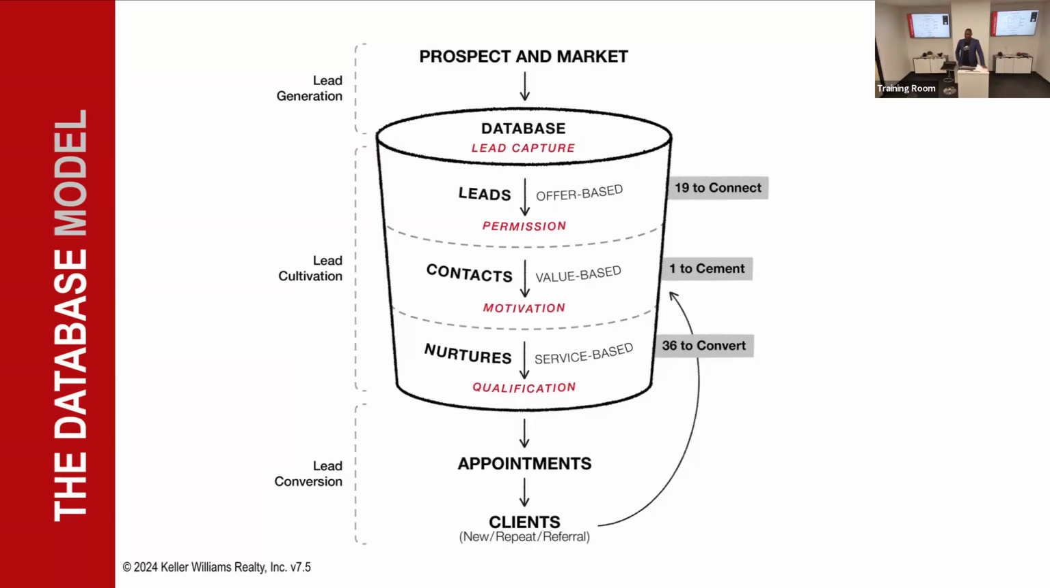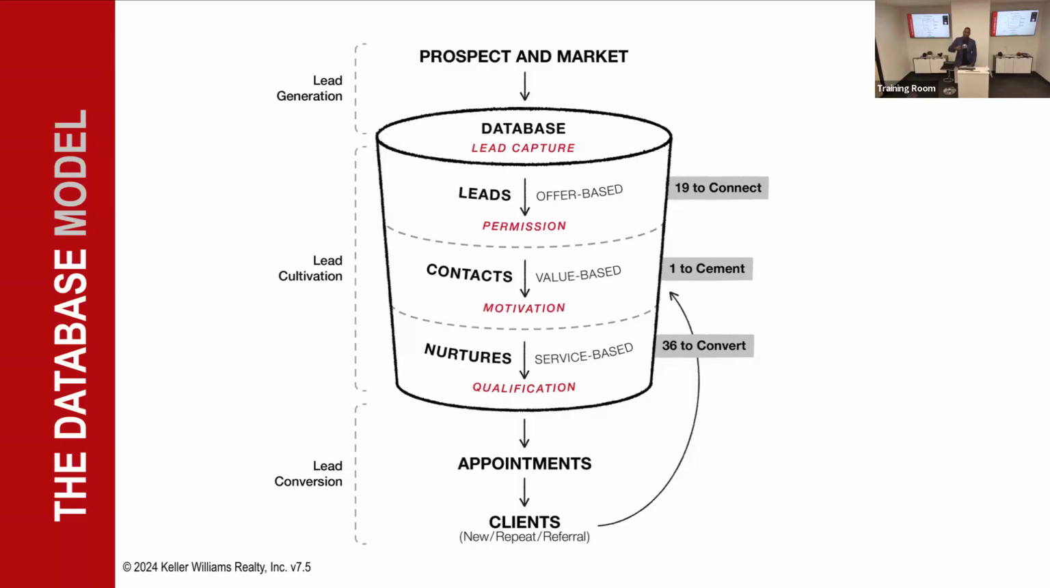What's a contact? It's the difference from a lead to a contact. Someone you've engaged with. They've now responded. We've had a 2-way conversation. Hey, thanks for sending that. No problem. Now we're a contact. We now know each other. And there it's the 1 to cement. That's that high value touch that solidifies the relationship and opens the door for future interactions.